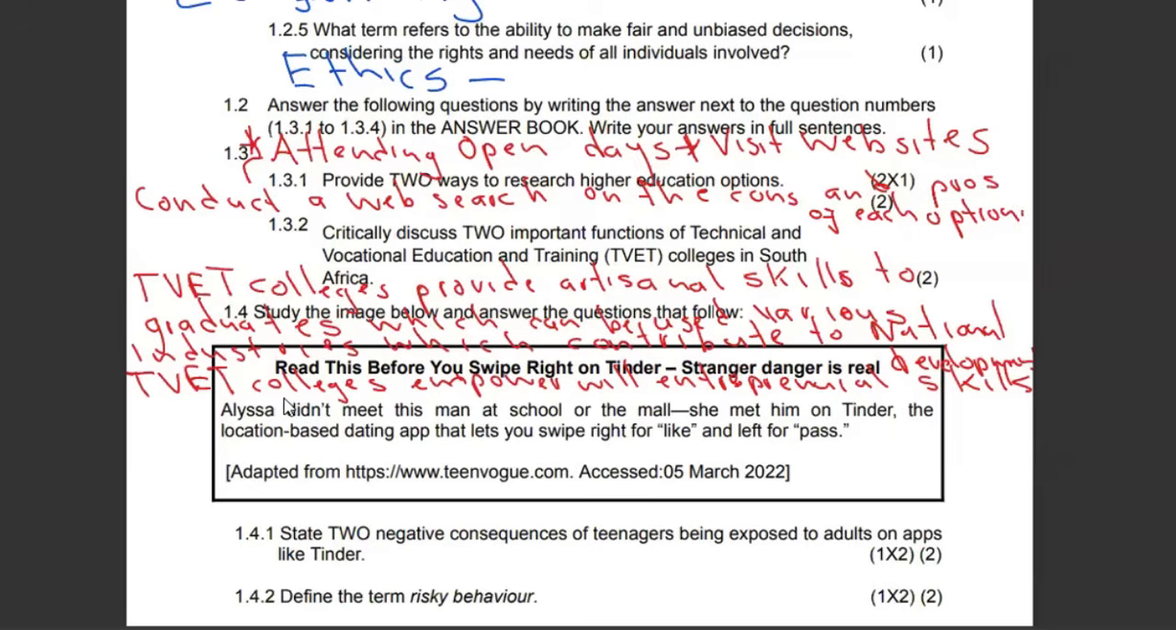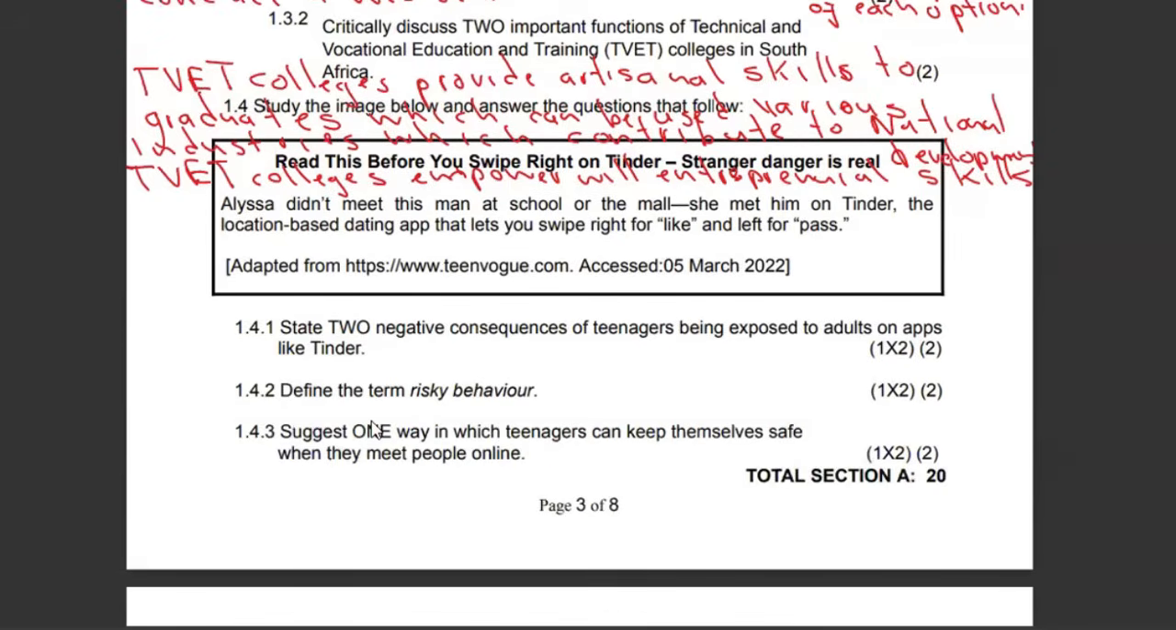Now, 1.4 says, study the image below and answer the questions that follow. So Alisa didn't meet this man at school or at the mall. She met him on Tinder, the location-based dating app that lets you swipe right for like and left for pass. So this is adapted from a website called teenvogue.com, accessed on 5 March 2022. State 2 negative consequences of teenagers being exposed to adults on apps like Tinder.